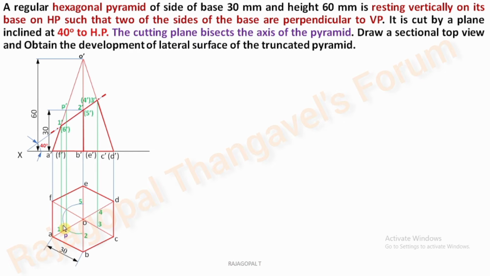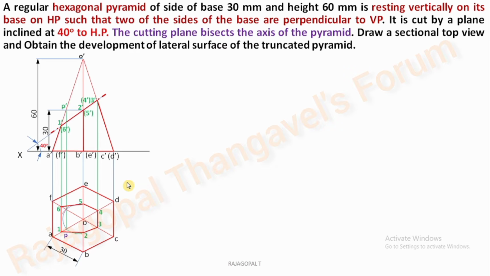So here you have to be careful. This is the 1 dash projector. On this 1 dash projector, I have to choose where it is exactly cutting on corresponding slant edge OF, make it as 6. Now you can join 1 to 2, 2 to 3, 3 to 4, 4 to 5, 5 to 6, finally 6 to 1.